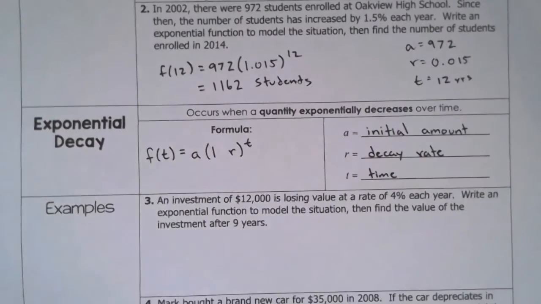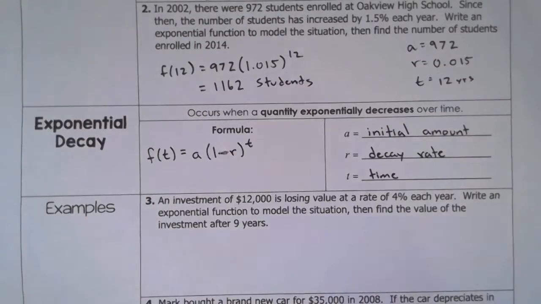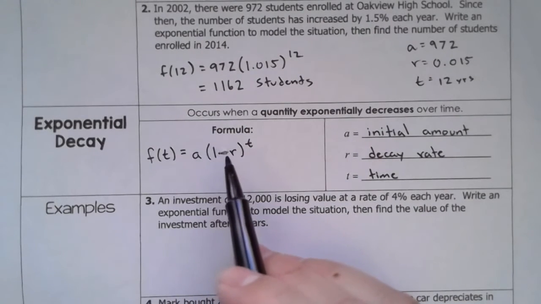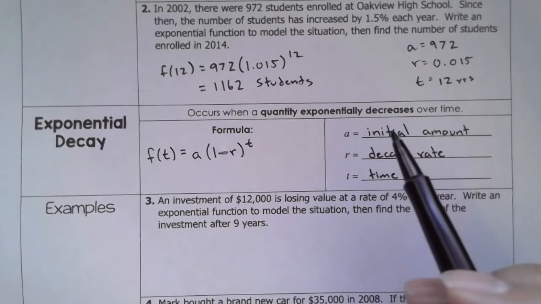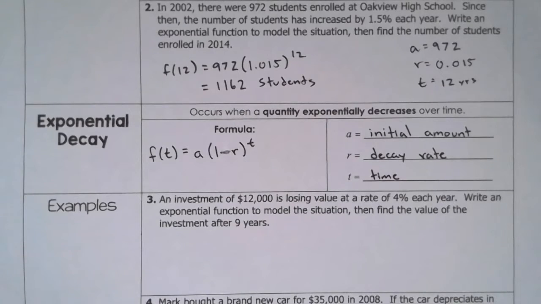The next one is exponential decay. This occurs when a quantity exponentially decreases over time, and whoops, it's minus. Okay, so it's F of T is equal to A times 1 minus R to the T. The variables stand for the same thing, except R in this case would be a decay rate.